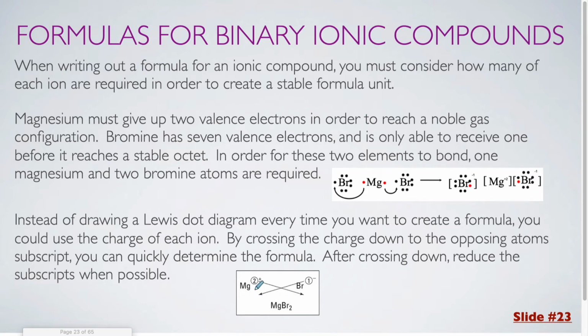Here we can see magnesium with its +2 charge and bromine with its -1 charge. When we cross the numbers down, we are crossing the numbers, not the charges. As subscripts, these numbers are now going to represent the number of each atom. We are going to have 1 of the magnesiums and 2 of the bromines. This results in a formula of MgBr2, the exact same formula we would have gotten by making the Lewis dot diagram above.